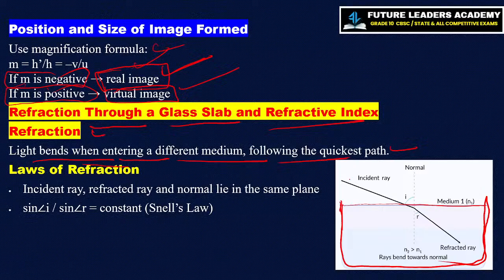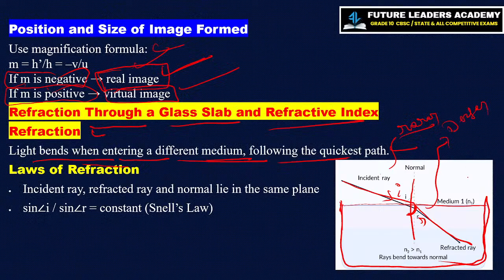See, when the incident ray passes onto the surface, it will bend towards the normal. This normal is drawn here. The incident ray is refracted. It is bending towards the normal and forms an angle theta. But the speed will decrease. So light bends when entering a different medium. This medium, where the incident ray is, is the rarer medium, and this water medium is called dense.